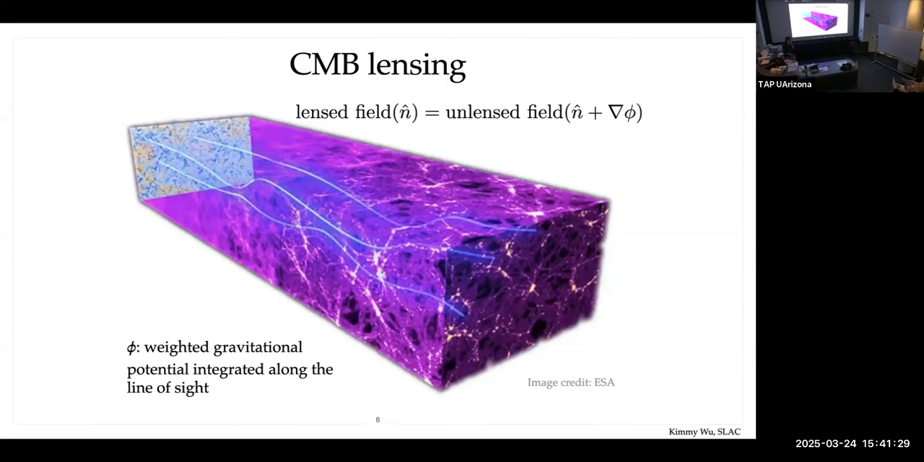Then another source of confusion for B modes comes from CMB lensing. The idea is that the CMB, after recombination, the photons get emitted and they travel all the way to us. In between us, there are these gravitational overdensities and underdensities, and these gravitational potentials deflect their path. So what we observe is a lensed version of the original fields, and the amount of deflection is encoded in the gradient of this phi field, phi being the CMB lensing potential, and it is a weighted gravitational potential integrated along the line of sight.